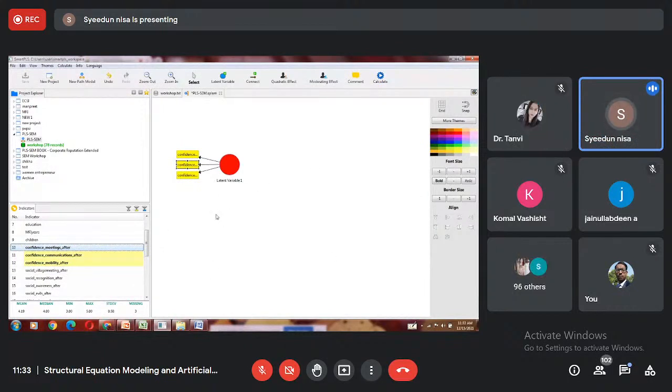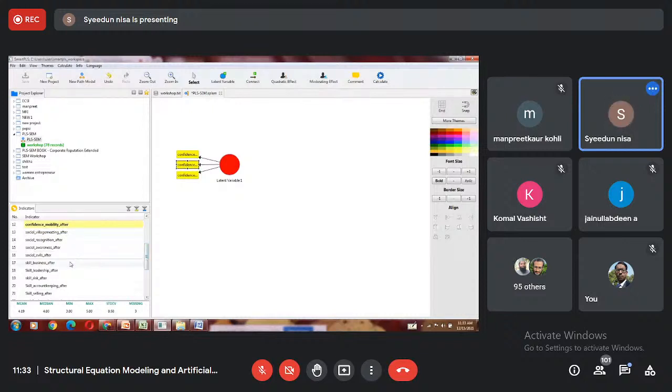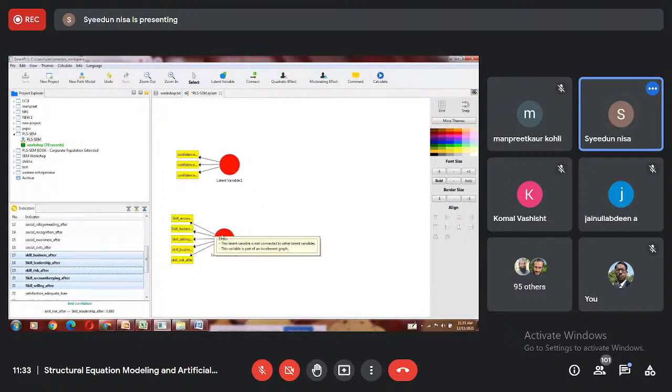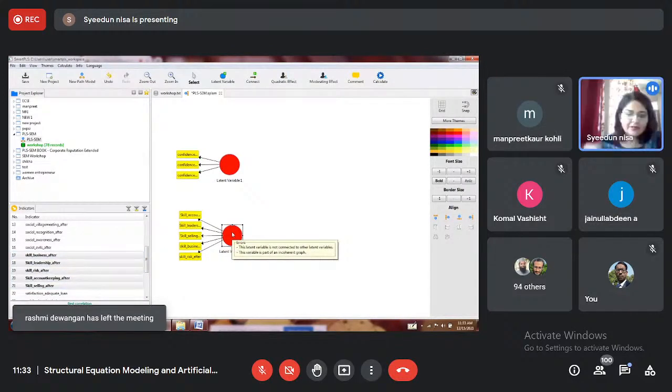Okay, second thing, because social is something that I'll use for this formative one. So here I'll then choose skill: business skill, leadership skill, risk taking skill, financial skills, selling skills. Okay, these five things are there. So again, I have selected these five skills. I have dragged them and dropped them here. Okay, so these are two of my independent variables.